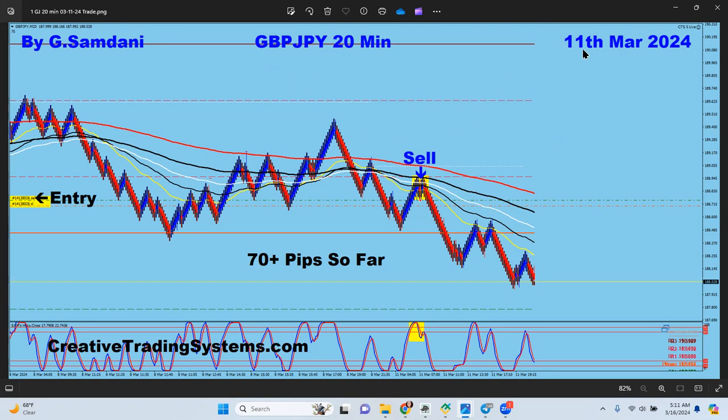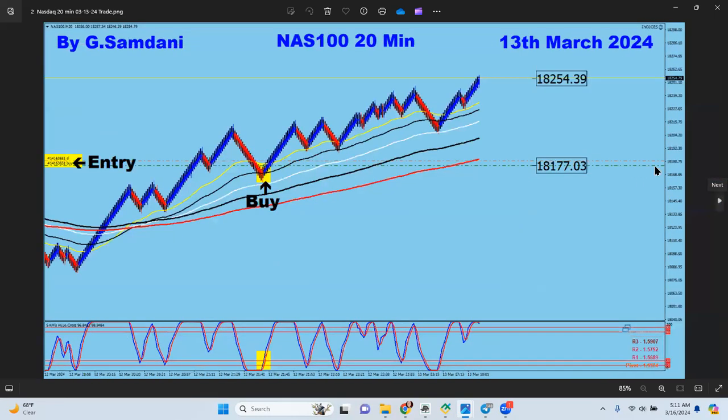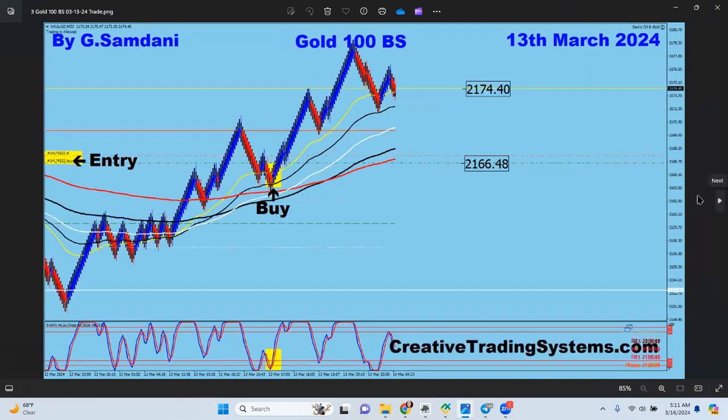This is the week that started on the 11th, and this is the first trade, pound yen 20 minute, and it came down here. Not too much, it's 70 pips. Pretty, not bad, right? The second trade on the 13th was gone with nothing. Buy order here, Nasdaq from here to here, and this is a gold trade from 2166 to 2174 on the 13th. You can see my buy order here, and I move to break even plus.